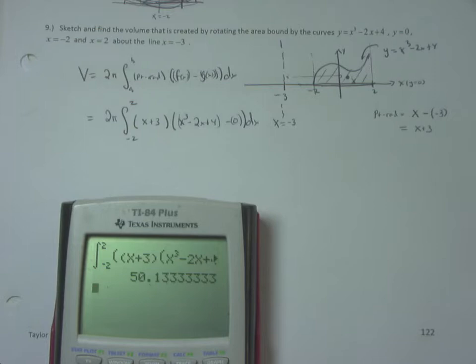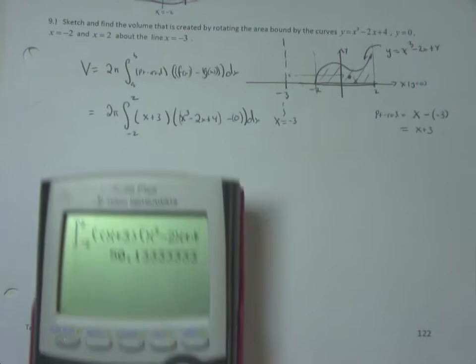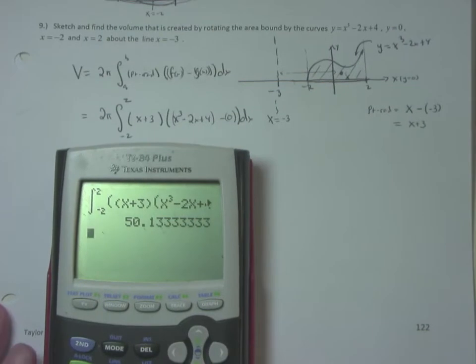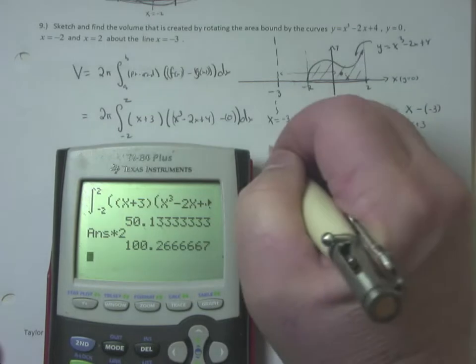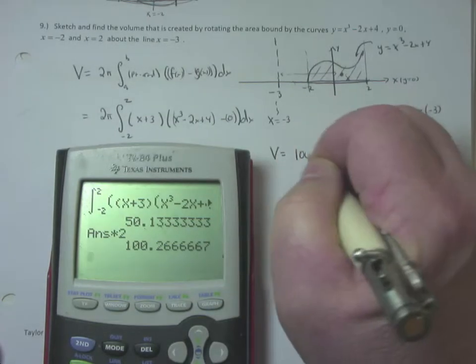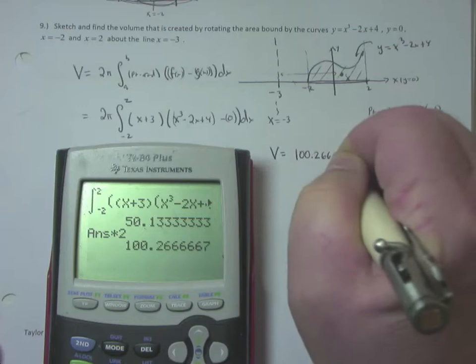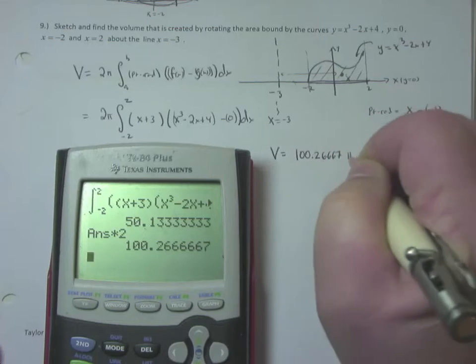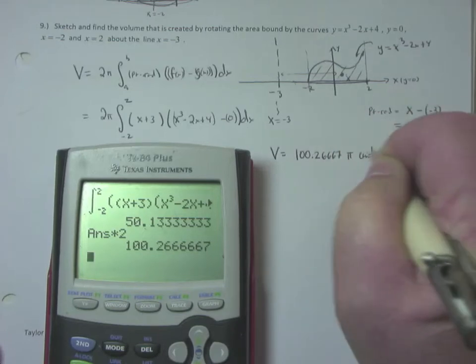And there's my answer. But what do I have to put on it? Times 2. Traditionally, we leave the answer in terms of pi, because otherwise it would just be an irrational mess there. So I'm going to leave it in terms of pi, but I do need to multiply it times 2. So I get an answer of volume is equal to 100.2666667 pi units cubed.